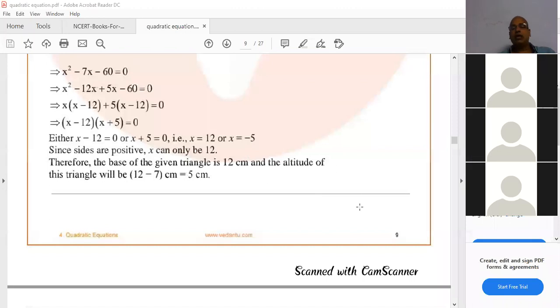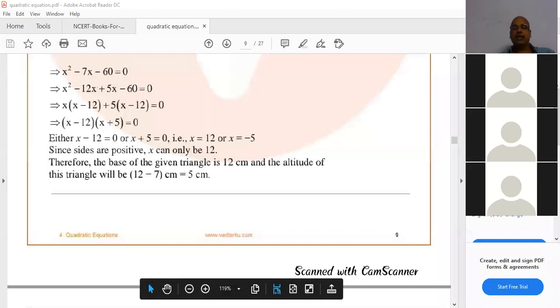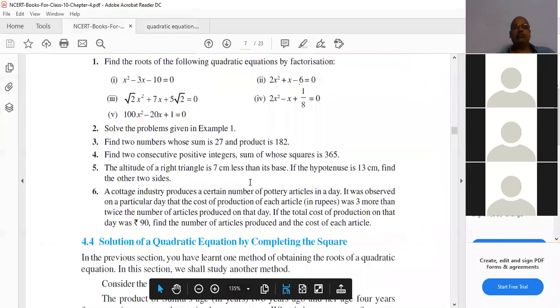Okay, that is the sum. And now the last sum in this exercise. Today's homework is you have to complete 4.2. I will give that 4.2 PDF. You can complete it.